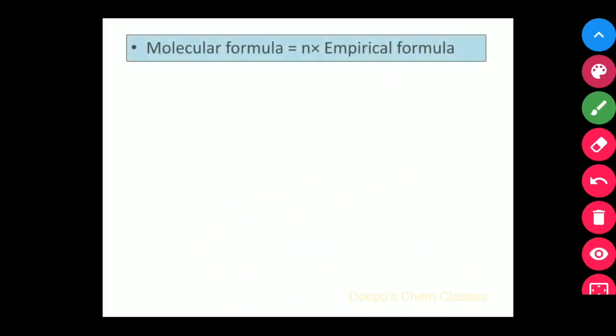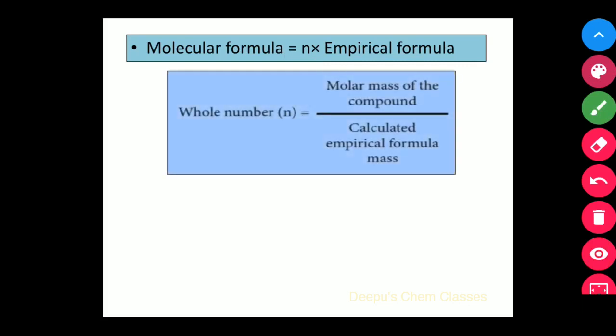To calculate the molecular formula, we have to use the formula: molecular formula is equal to N into empirical formula. N is a whole number, which should be calculated using the formula: molar mass of the compound divided by calculated empirical formula mass. Calculated empirical formula mass means we have to calculate the mass of the elements present in the empirical formula. So let us see an example.